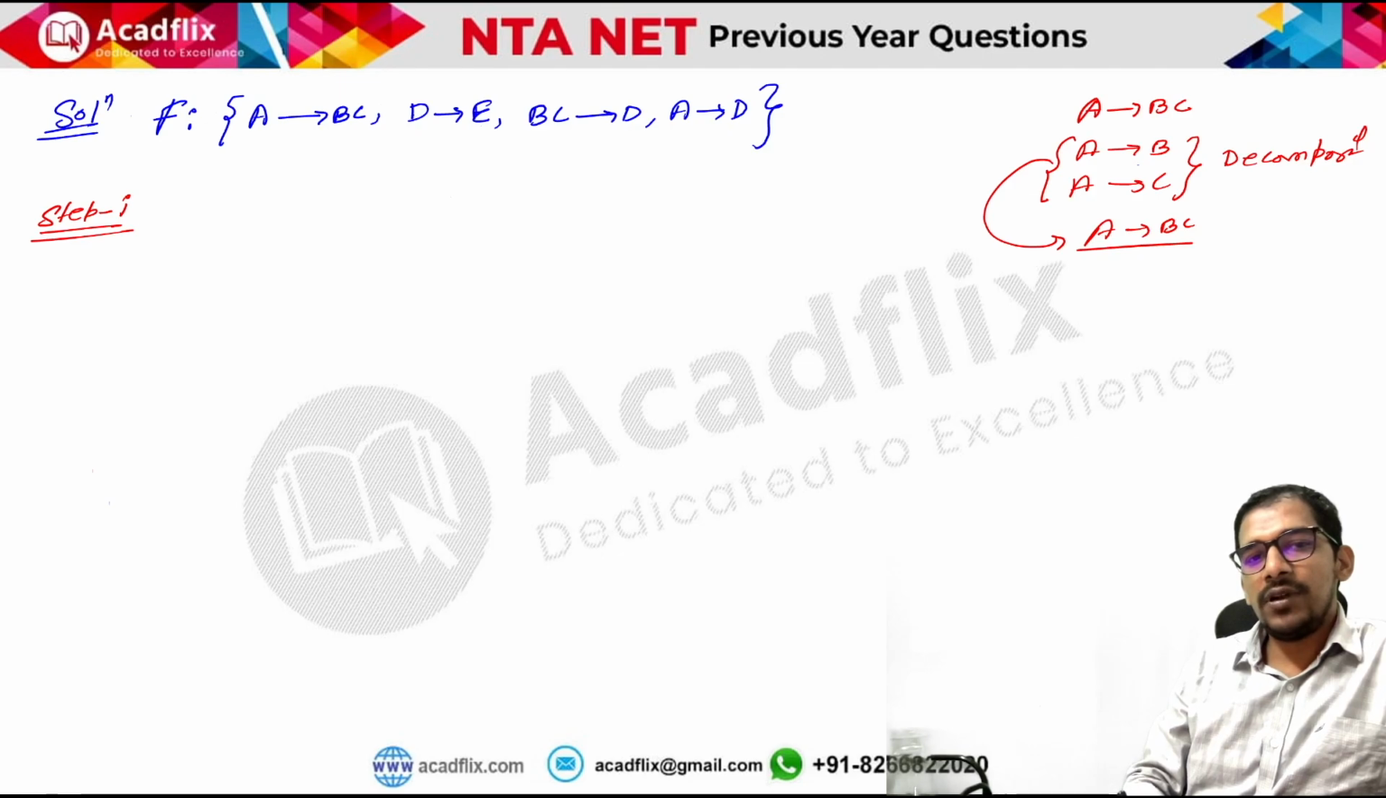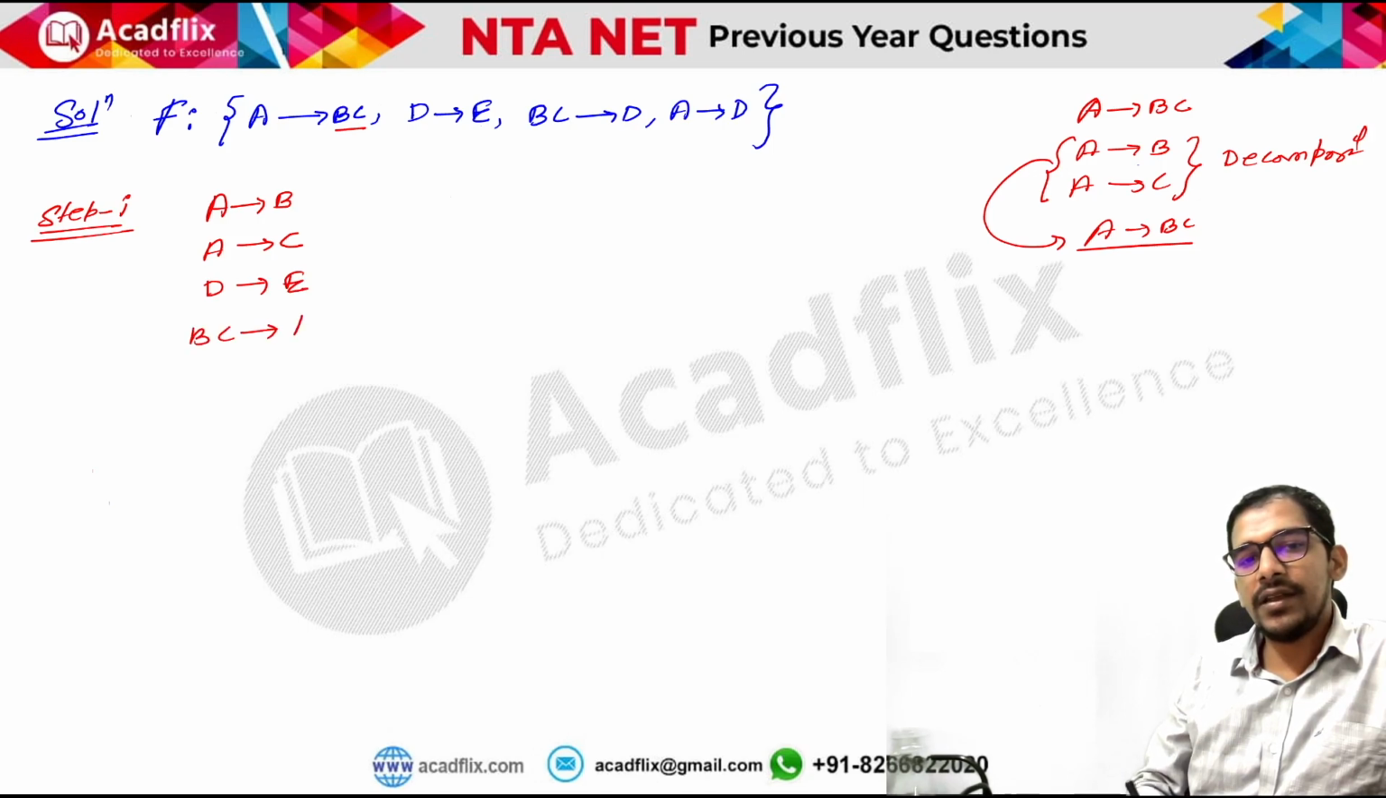So we have only one functional dependency in which we have two attributes on the right hand side, so we will decompose it as A tends to B and A tends to C. Then we have D tends to E, then we have BC tends to D, and then A tends to D. Then the second step says to try to minimize the left hand side.